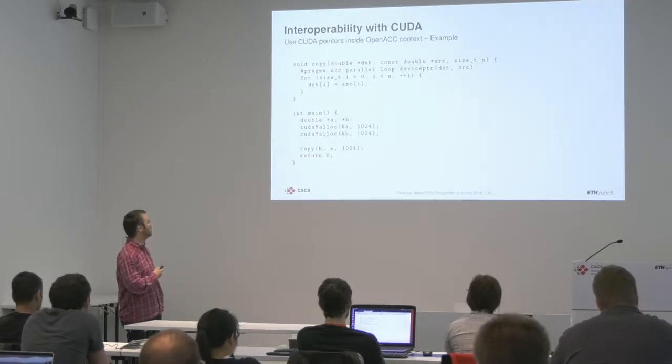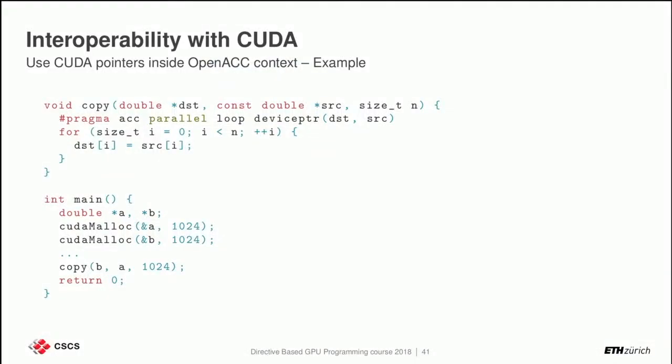For example, I have here a silly function that just copies something, and it does that as a parallel loop. Then here I'm just using CUDA to allocate the data on the device, and then I'm calling that function. In this function I cannot put present, because the OpenACC runtime doesn't know about dst and src, as they have not been allocated by OpenACC. So we just have to tell it that these are device pointers, and that's it. We have hands-on on that so that you can also practice.